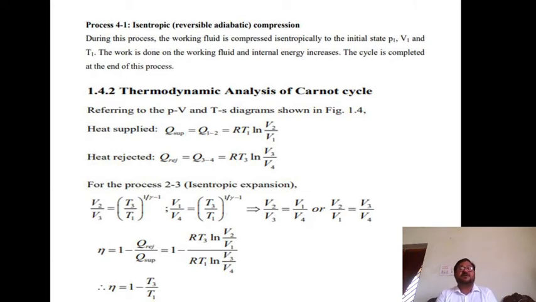For process 2 to 3, the isentropic expansion process, the isentropic and reversible adiabatic processes are both the same.